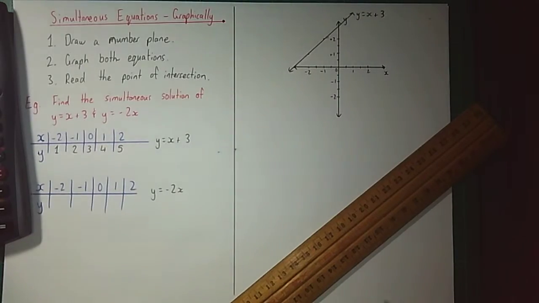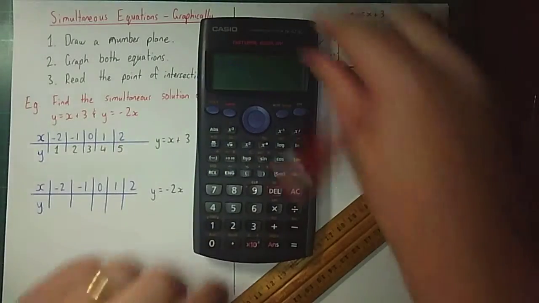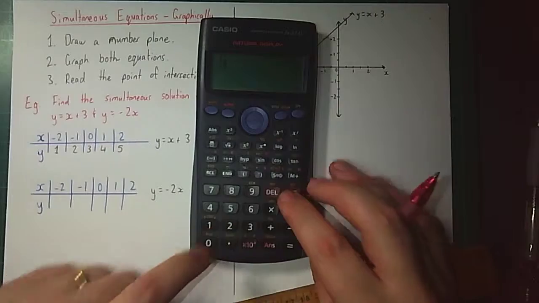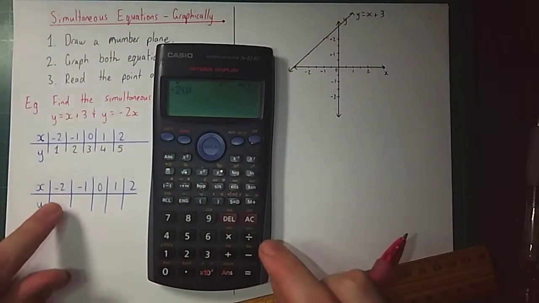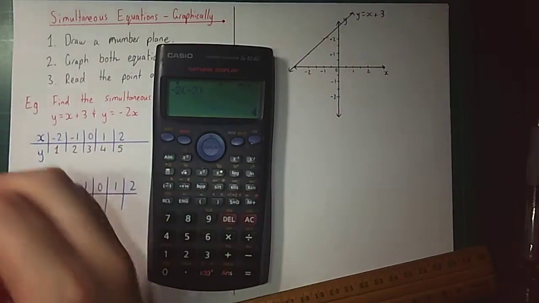Now I'm going to do it again for the bottom one here. We've got y equals minus 2x. So I'm going to do the same thing. I'm going to type it into the calculator, but replace the x with brackets, and I'm going to change these values. So we have minus 2, pop it in with the brackets. We get 4.